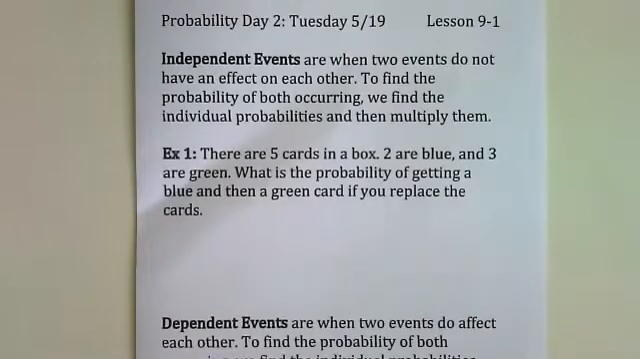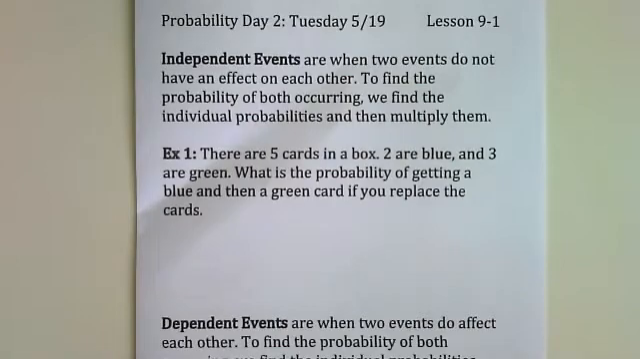Hey everybody, this is probability day 2. So today we're going to talk about independent events and dependent events. Independent events is just like it sounds. It's when two events do not have an effect on each other, so they're independent from each other. To find the probability of both occurring, we find the individual probabilities and then we multiply them together.